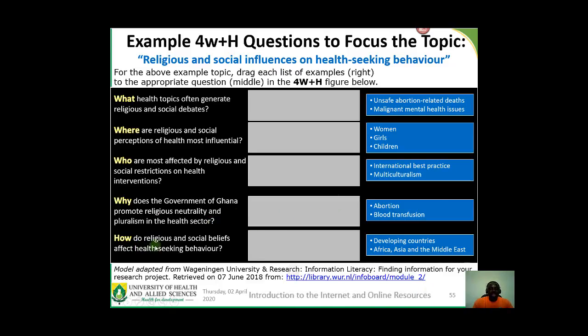Now, how do religious and social beliefs affect health-seeking behavior? Now, the effects of these issues on how people approach health interventions. So we can see that because of this religious and cultural background that people have, they rather resort to unsafe abortion that may lead to death of young girls, or sometimes the way the society actually evaluates or treats mental health may lead to malignant mental health issues.